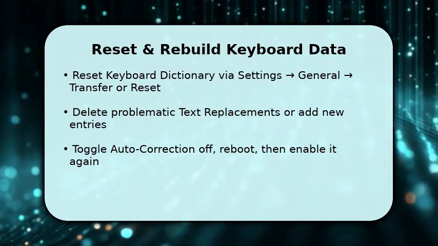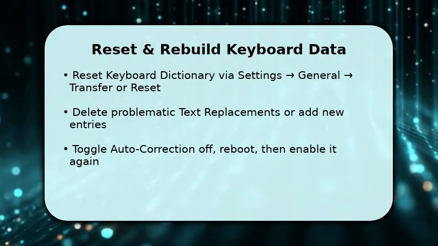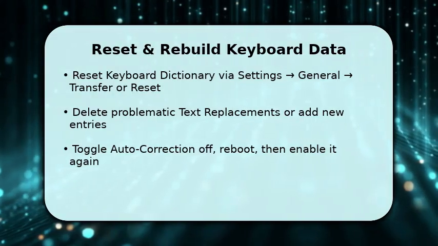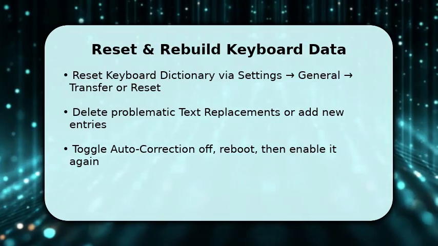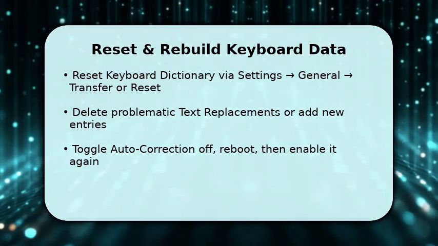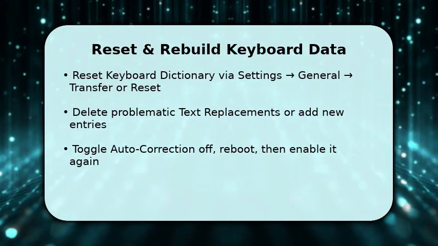Then toggle autocorrection off, restart your iPhone to clear cache, and enable autocorrection again to rebuild fresh data. Make sure to test typing and notes between steps so you can observe changes and avoid repeating resets unnecessarily.